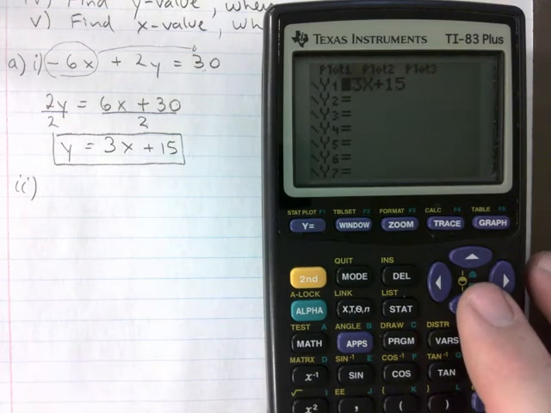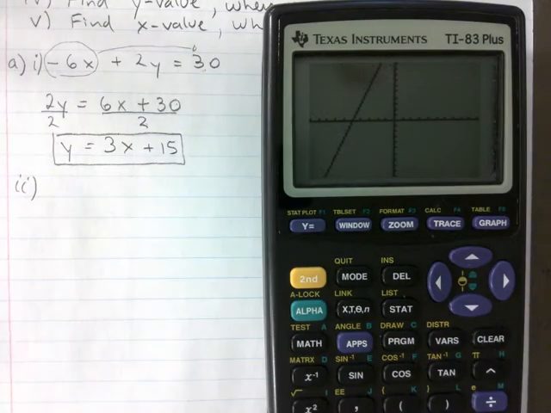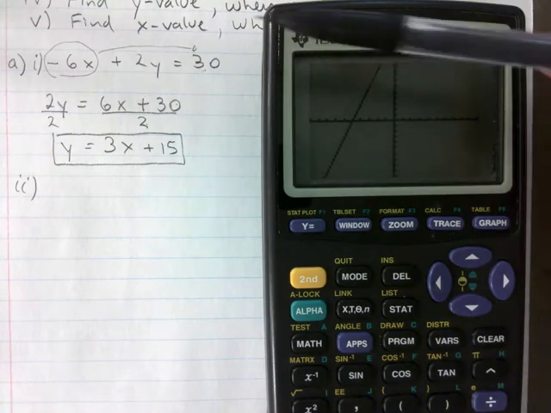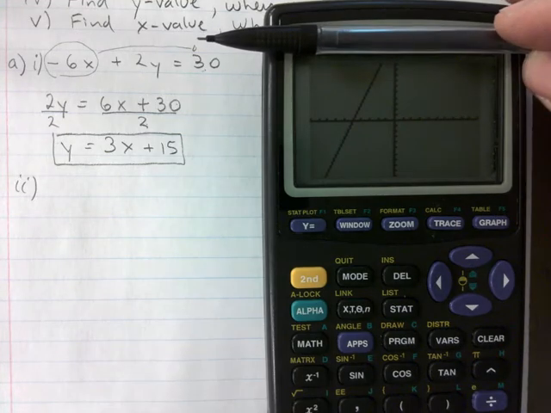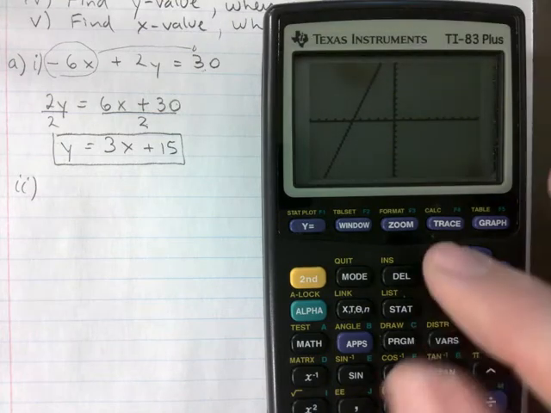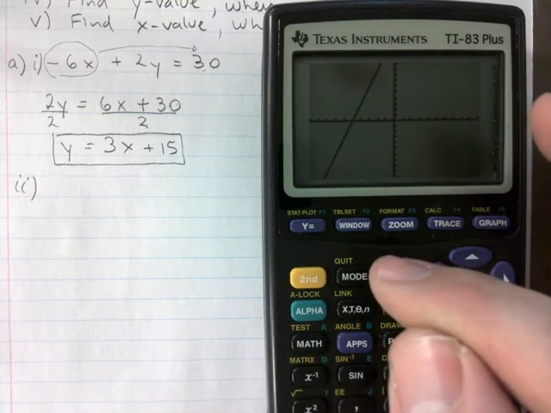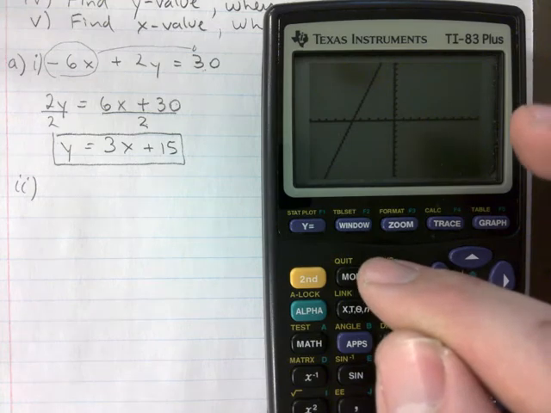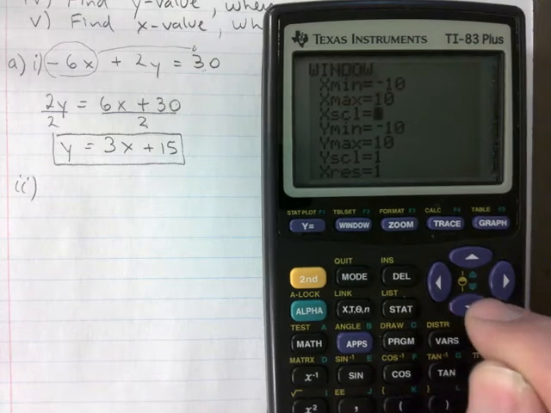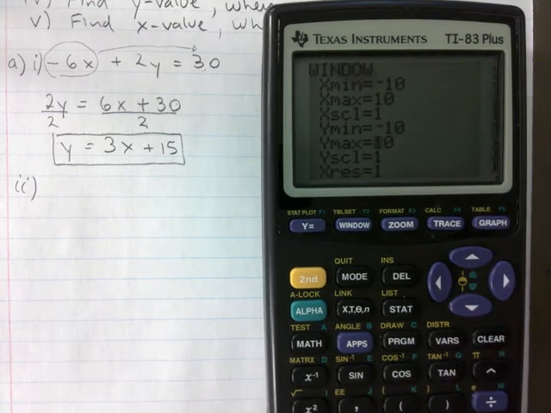All right. So graph it. There it is. I want to see my intercepts. So watch carefully right now. What do I want to see more of? This top here is my Y max. So where do we go to change that? Window. Remember window? So press window. And we're going to go to Y max and double it. I press 20 and then I hit enter.